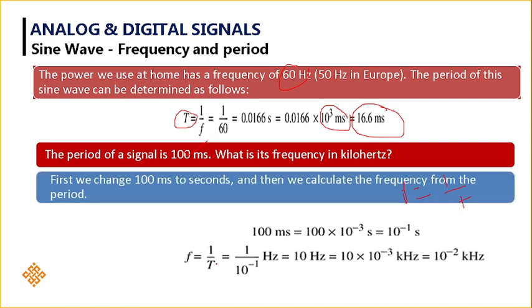So f is nothing but 1 by T. Here 100 milliseconds is given in the question. I have converted it into seconds, which is 10 power minus 1 second. Substituting that, 1 by 10 power minus 1, you will get 10 hertz. Since he asked to represent it in kilohertz, I am writing 10 into 10 power minus 3 kilohertz, which is nothing but 10 power minus 2 kilohertz. Okay. Hope you understood.